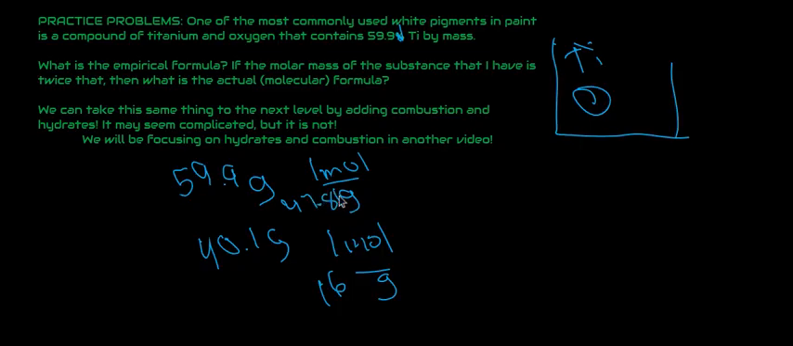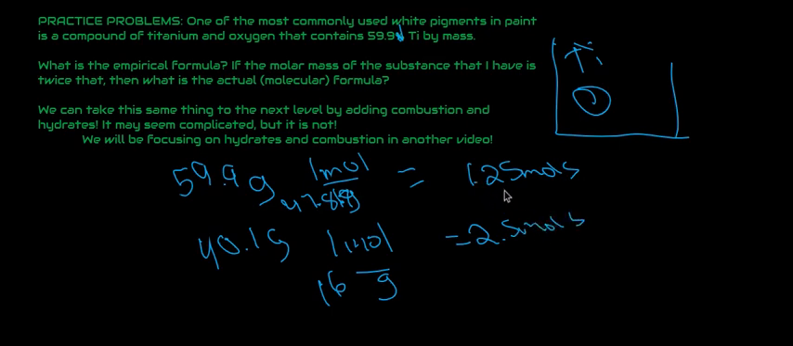47.867 is what Google is telling me. So we'll go ahead and do that. So that's 59.9 divided by 47.867 to get 1.25 moles titanium. And then the same thing with this one, 40.1 divided by 16. 2.5 moles.